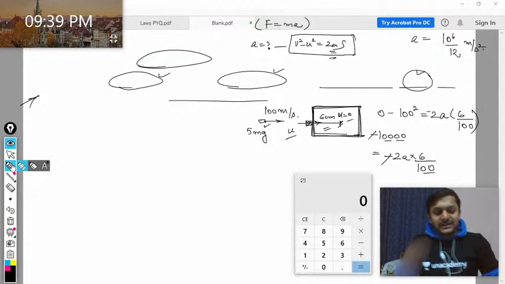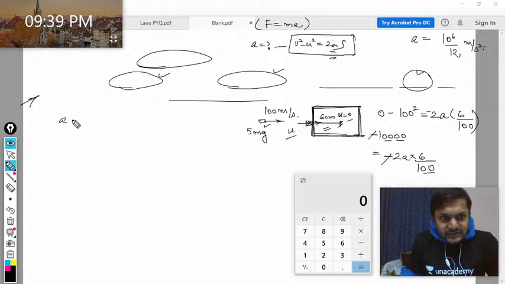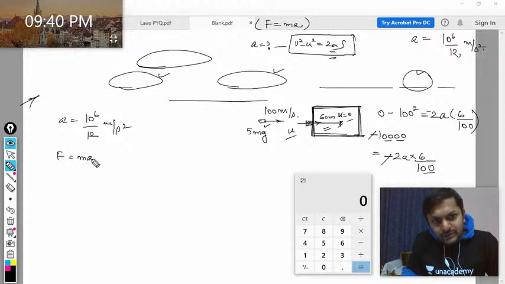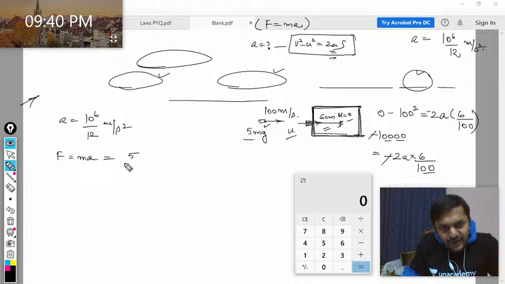So this much will be the acceleration. We say that acceleration is 10 raised to power 6 divided by 12 meter per second squared. So what will be the force? Force will be m into a, where the mass is 5 milligrams. So 5 into milli, into 10 raised to power 6 divided by 12, and we will solve it. So this will come out to be near.